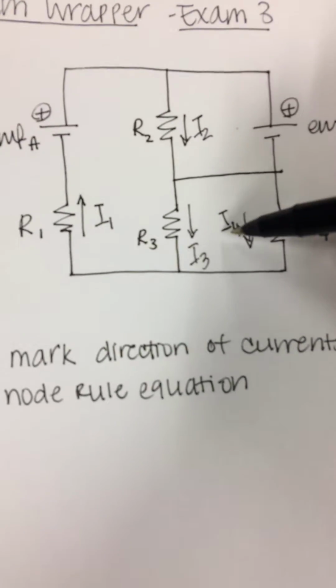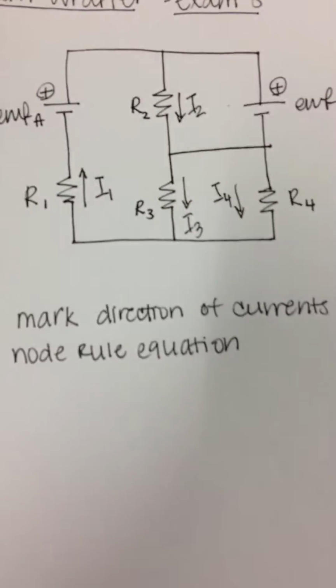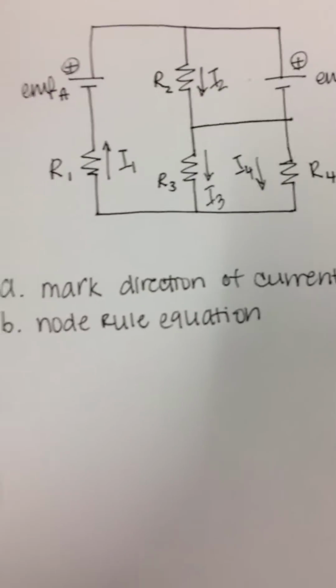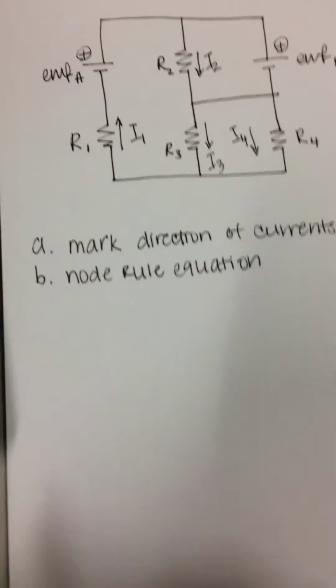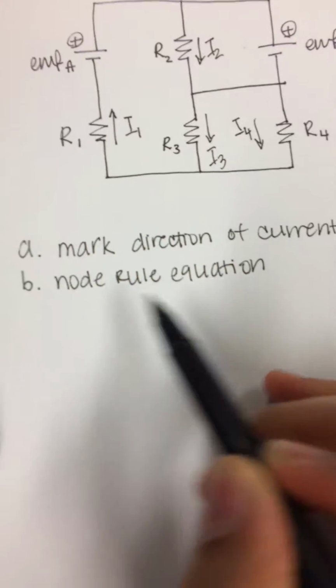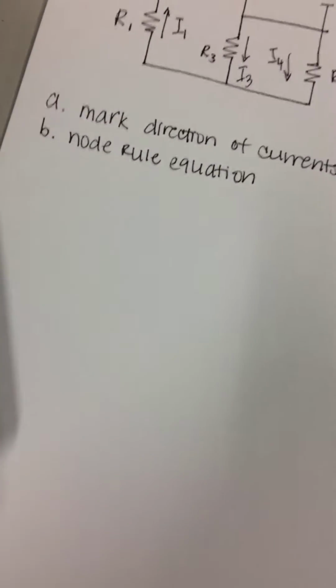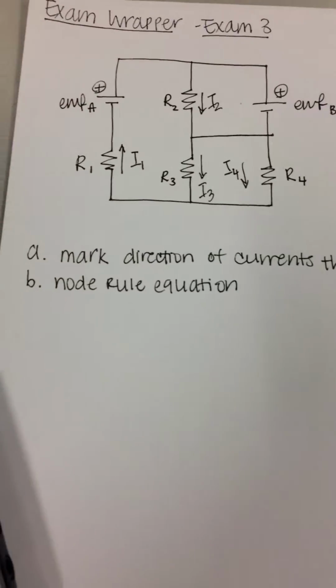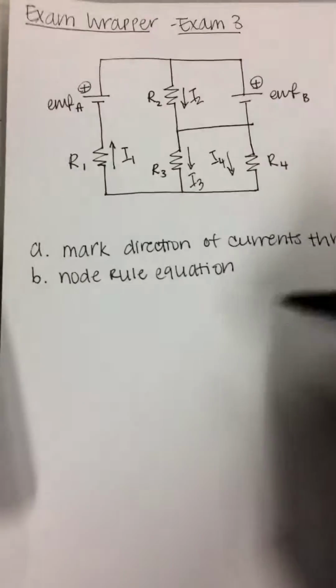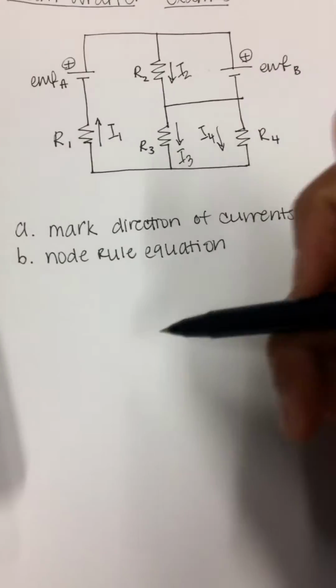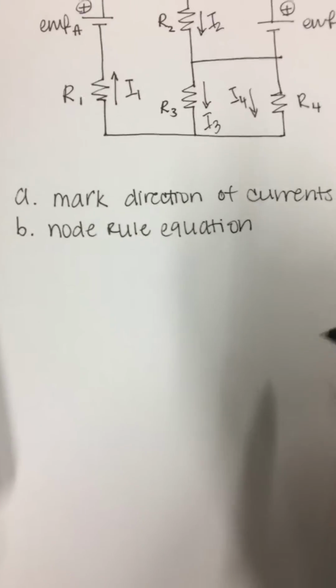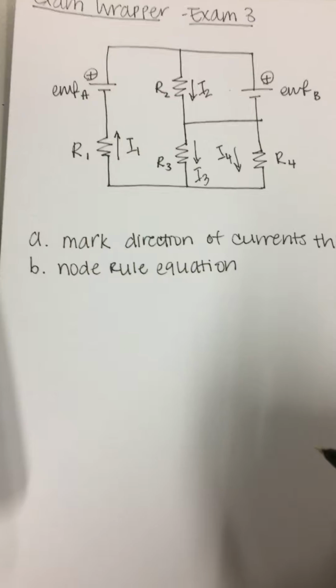So if you wanted to put the I4 going up, that's what would be different in your node rule equation. And that brings us to part 2. Part 2 of this question asks you to write down the node rule equation for this circuit. Basically, the node rule equation is that in a steady state, the currents are constant and no charge accumulates in or on the wires or at the junctions. I mean, there could be a tiny bit of charge on the wire, but in steady state, that charge is not going to be increasing or decreasing.